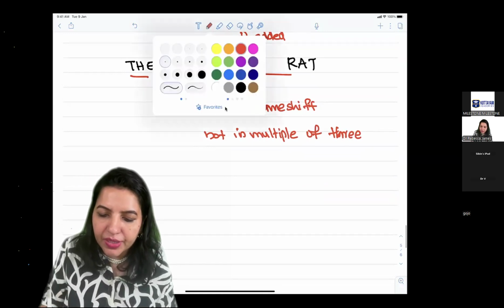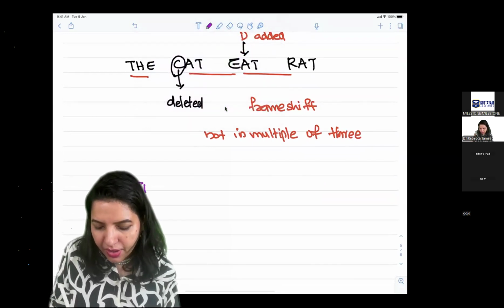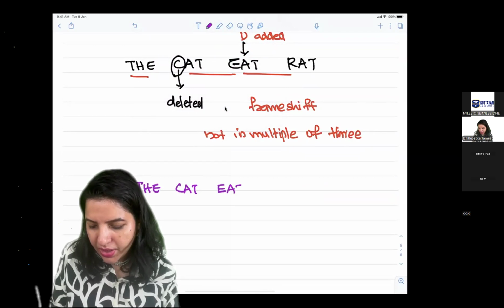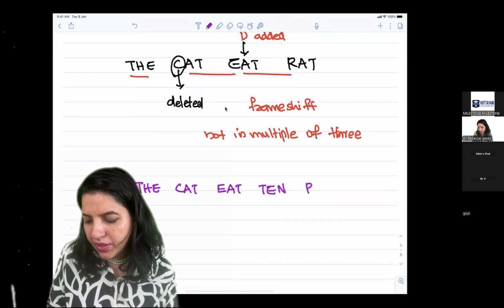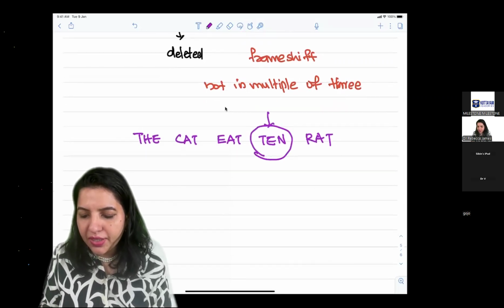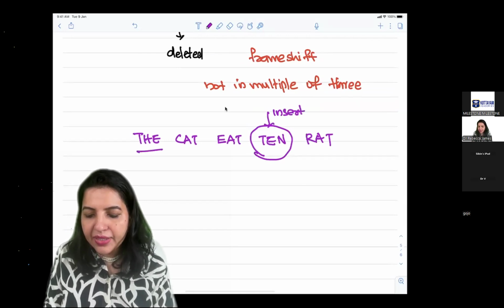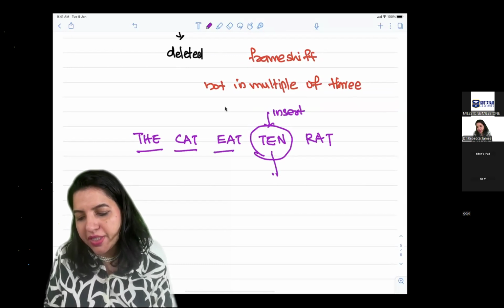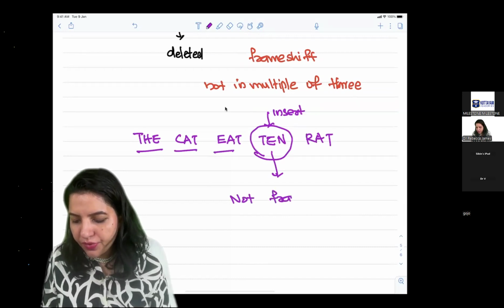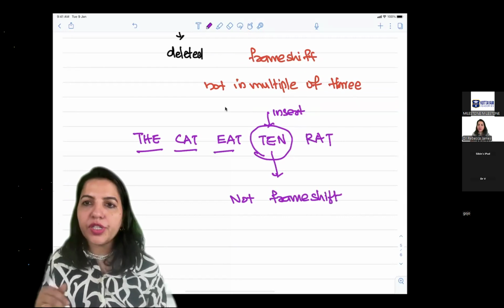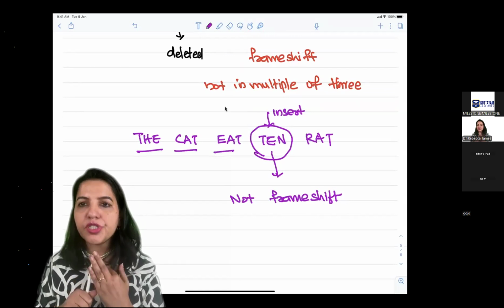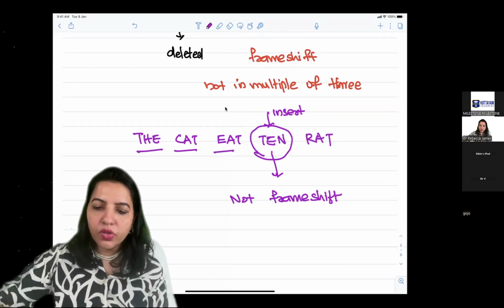What is the speciality of multiples of 3? So that's what I'm going to write. The cat eat rat. What happened here? A multiple of 3 is inserted. Then the will be there, cat will be there, eat will be there. Only thing is that you can find one extra amino acid in between. Then this is not frame shift. So deletion or addition not in multiples of 3 is a frame shift mutation. Clear or not? So that is what I want.